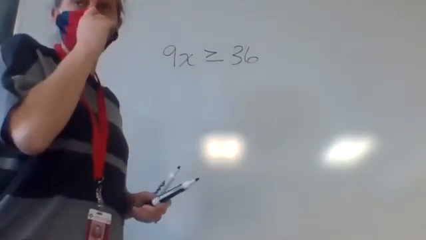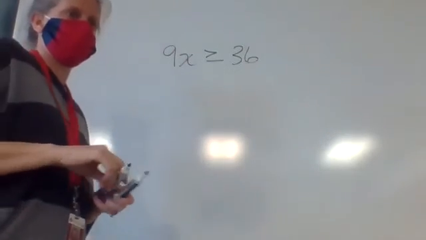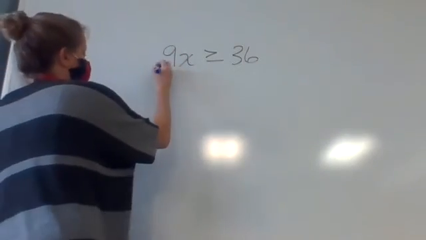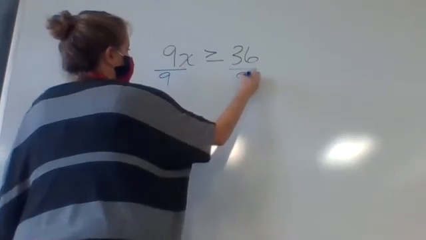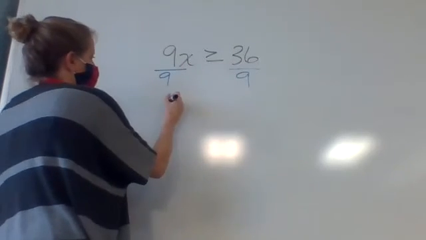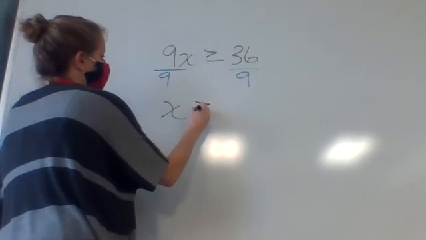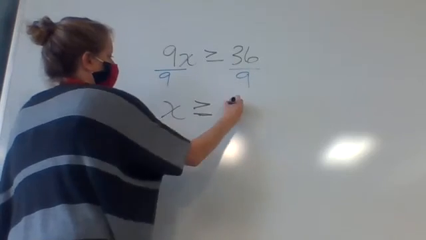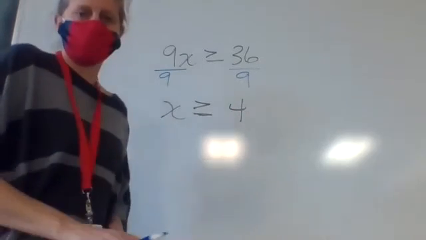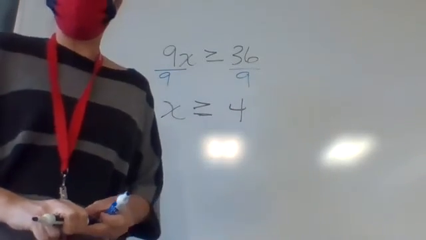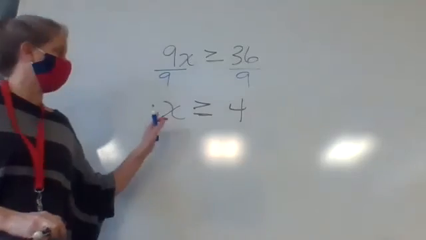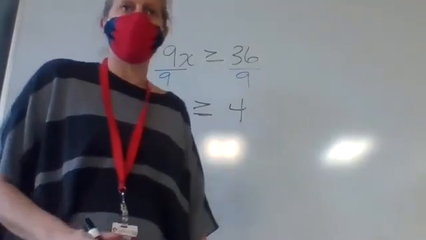Okay, so solving this one, the 9 is hooked on, so I'm going to divide by 9. So what does this say? X is greater than or equal to 4. So that's the one. It's multiple choice again, so you would pick the one that says X is greater than or equal to 4.